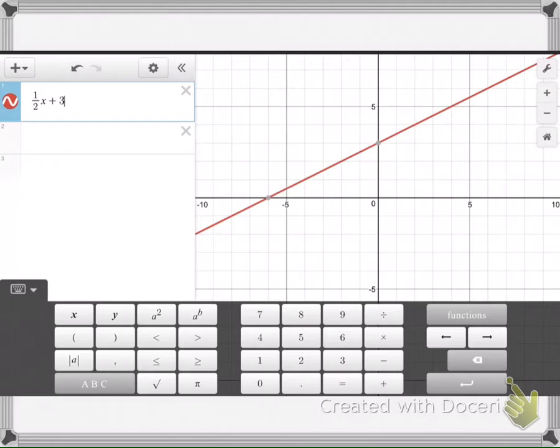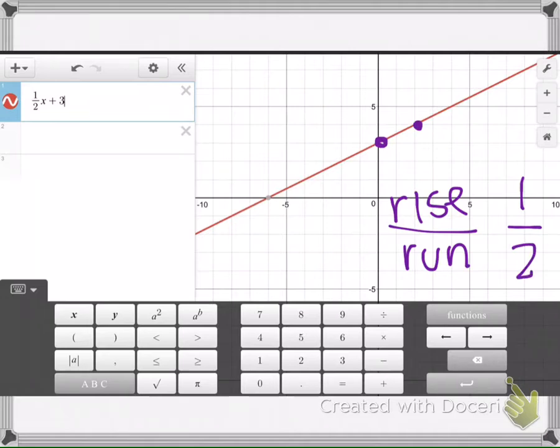Okay, so we put it in, and as you could see, it crosses at 3, and if I pick 2 points and do rise over run, we rise 1 and run 2. And then if we pick the next point, it's rise 1 and then over 2. So that is the rate of change. That is the slope number in front of the x.